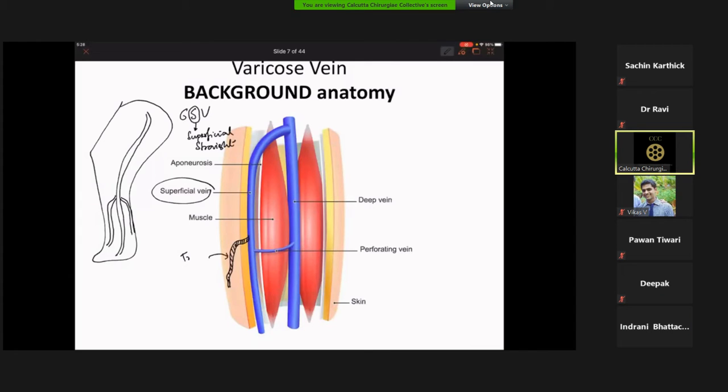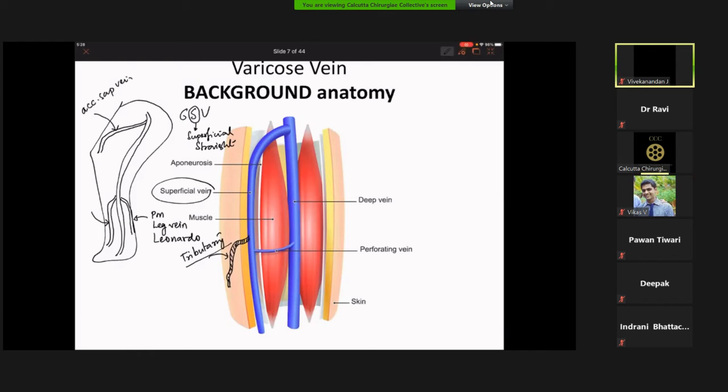Then these tributaries have various names according to the CEAP classification. The names have been numbered now. What is important is, for example, this is called an anterior leg vein. This is called the posterior medial tributary of the leg, or the posterior medial leg vein, also called the vein of Leonardo. Whereas when you go to the thigh, you get an anterolateral vein, which is also called an accessory saphenous vein.